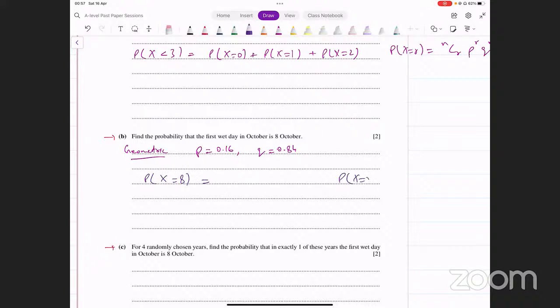फॉर्मूला ज्योमेट्रिक का क्या होता है? x equals r is q raised to power r minus 1 times p. So q here was 0.84, raised to power 7 failures, and then 1 success. That's 0.16. You can evaluate this and see what you get from this. 0.84 raised to power 7 into 0.16, and that gives us 0.0472. That's the result. This is 3 significant figures.